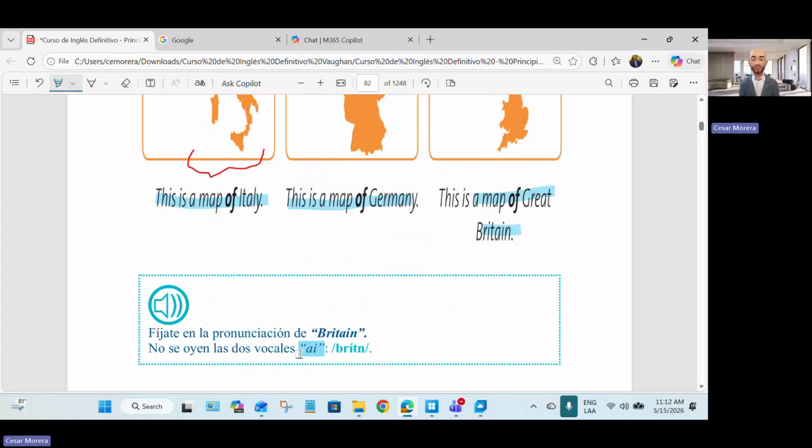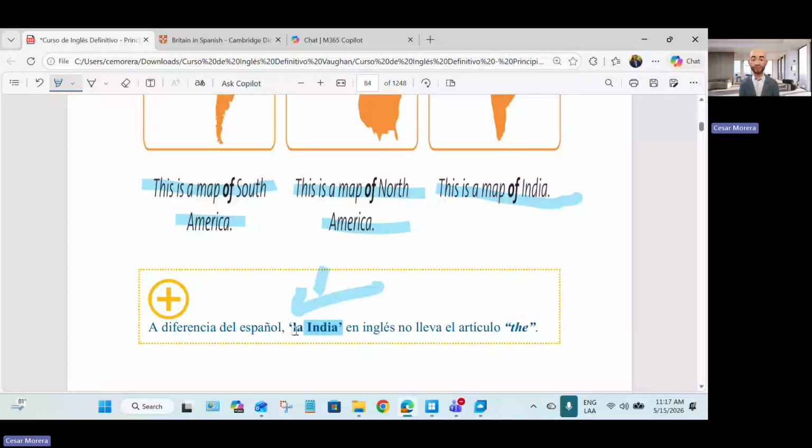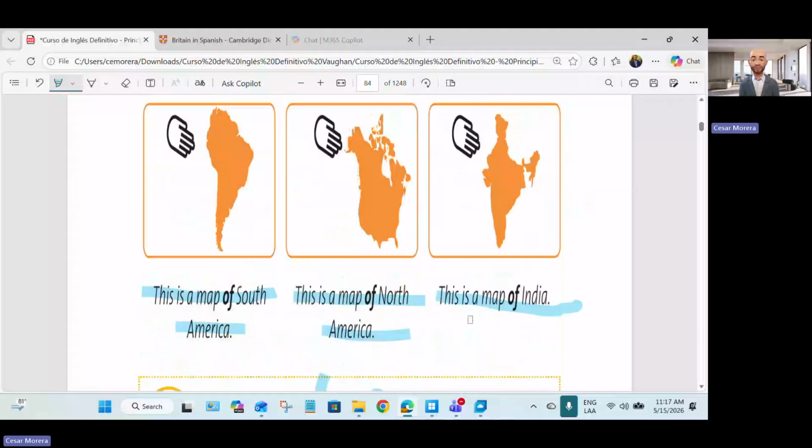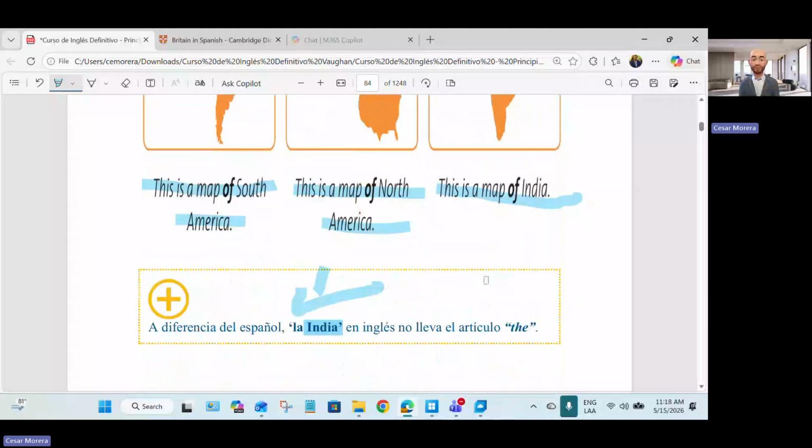Now, remember the difference to Spanish: there we use the article before the country of India. In the English pronunciation, we will not use the. That article is not necessary here. So if you say this is a map of the India, it will be incorrect. Just with of India, that will be enough. You will be all covered.